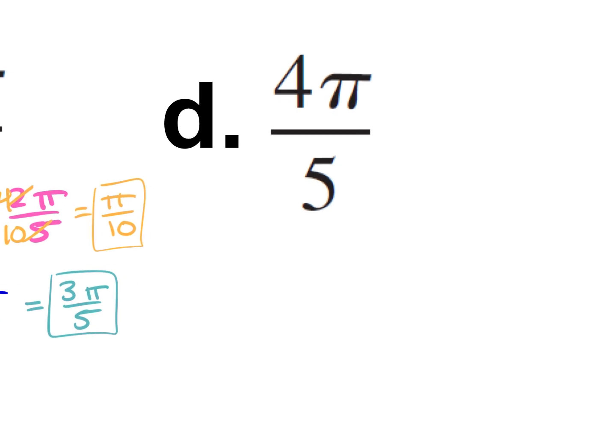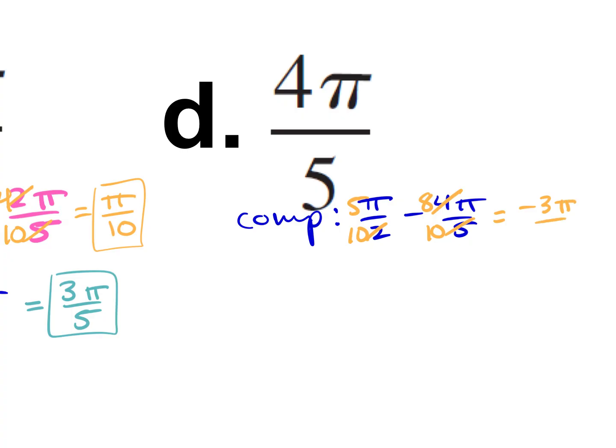Let's do D. Let's start with the complement. How would we find our complementary angle here? Pi over 2 minus 4 pi over 5. So we need a common denominator. What could I multiply the first one by? 5. So we get 5 pi over 10. What do we multiply the second one by? 2. So we get 8 pi over 10. What's 5 pi minus 8 pi? Negative 3 pi over 10.